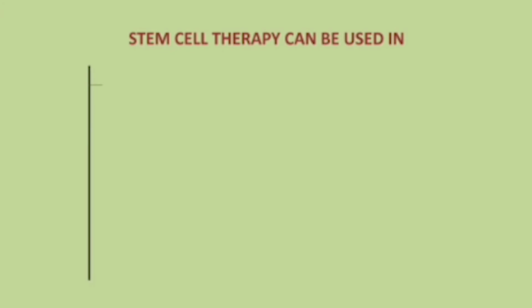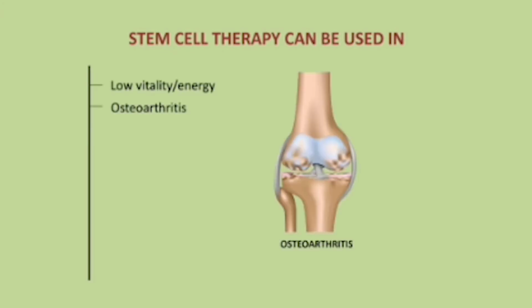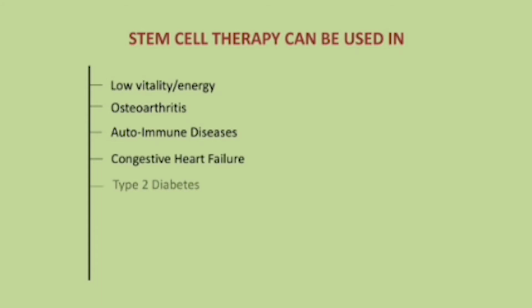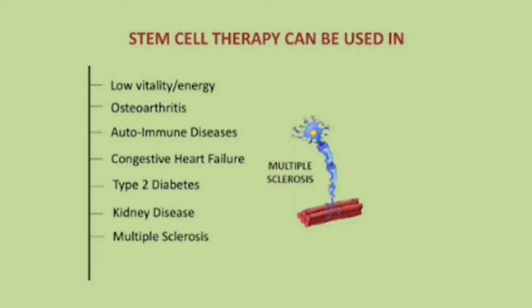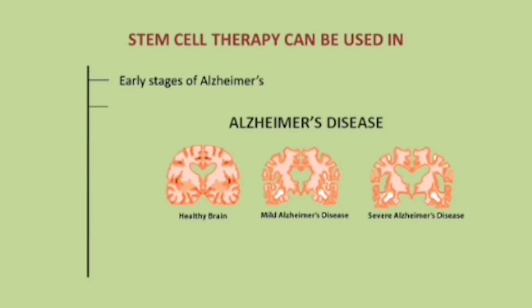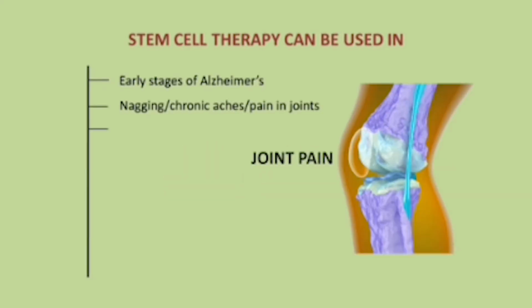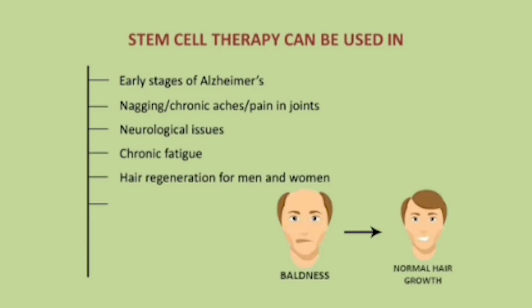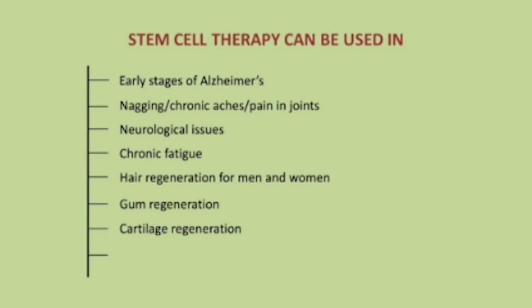Uses of stem cells. Stem cell therapy can be used in low vitality or energy, osteoarthritis, autoimmune diseases like rheumatoid arthritis, congestive heart failure, type 2 diabetes, kidney disease, multiple sclerosis, Crohn's disease, early stages of Alzheimer's, nagging or chronic aches or pain in joints, neurological issues, chronic fatigue, hair regeneration for men and women, gum regeneration, cartilage regeneration like orthopedics and wound healing.